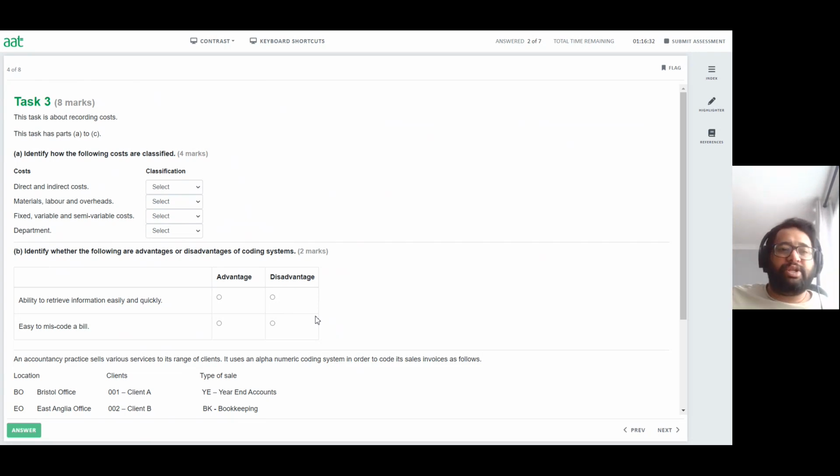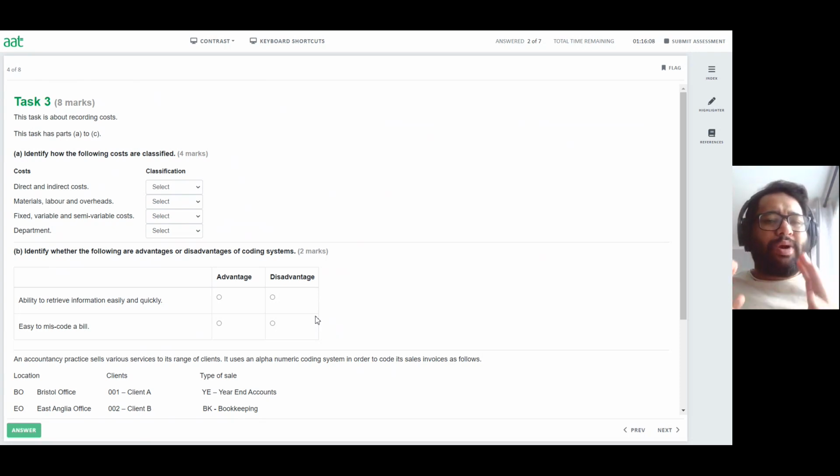Now, the next question is about recording costs. This one, they're asking you how costs are classified. These classifications are done by 4 different methods. First one, whether it is going to be direct or indirect, we call it the nature of it. By nature, it's direct, and if it's not direct, it will be indirect.